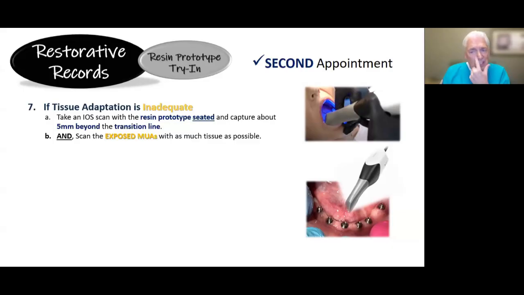So what you're going to want to do is, having scanned the transition line, remove the resin prototype. Then you're going to scan the top of the MUAs, again capturing as much tissue as possible.